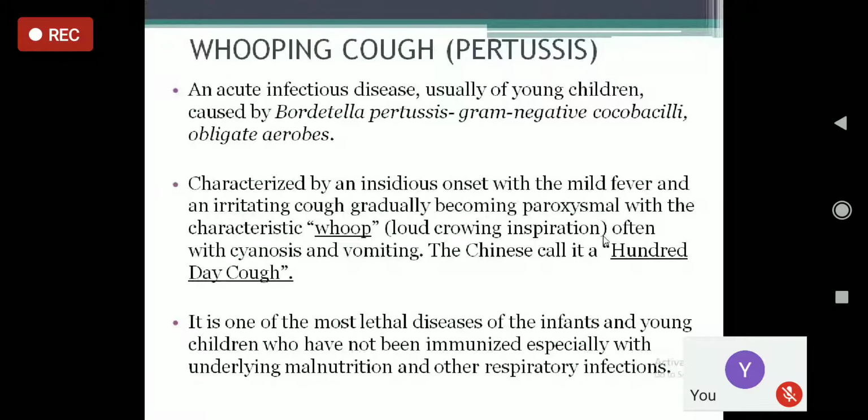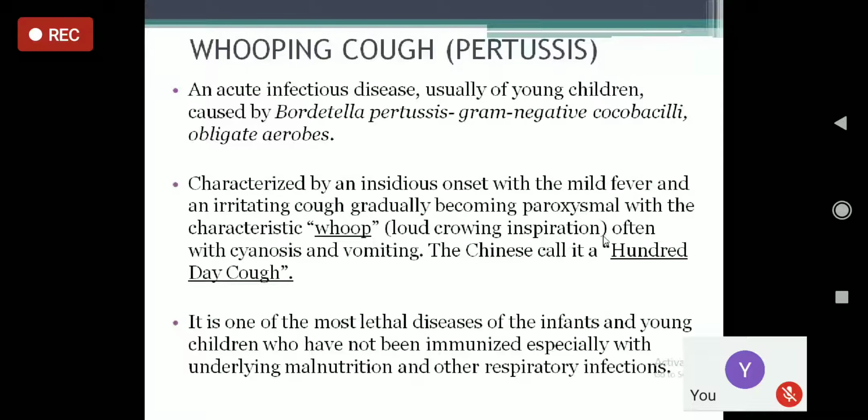loud crowing sound. How does a crow make the sound? The child makes the same sound while inhaling the air. It is often associated with cyanosis and vomiting. After that bout of coughing, the child's lung will be deficient of oxygen, then the child may appear bluish because of lack of oxygenated blood in the body. The child will be cyanosed and vomit also.